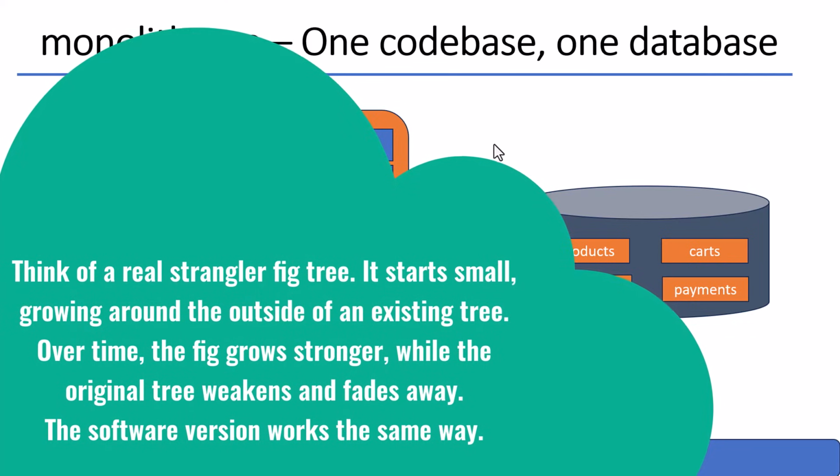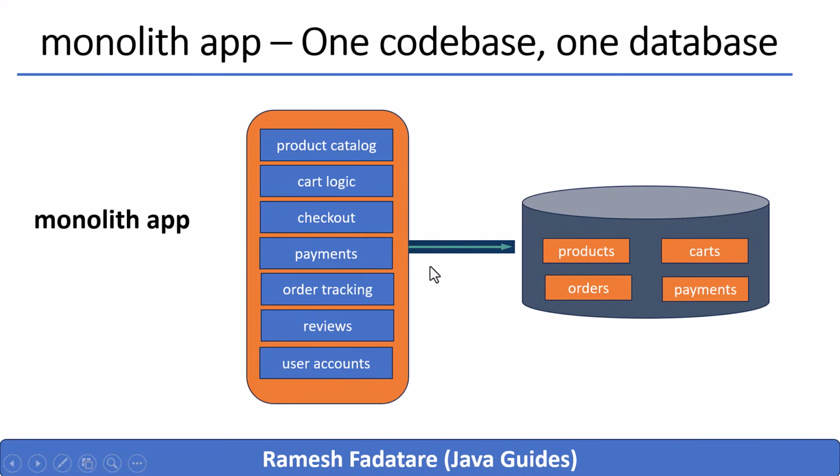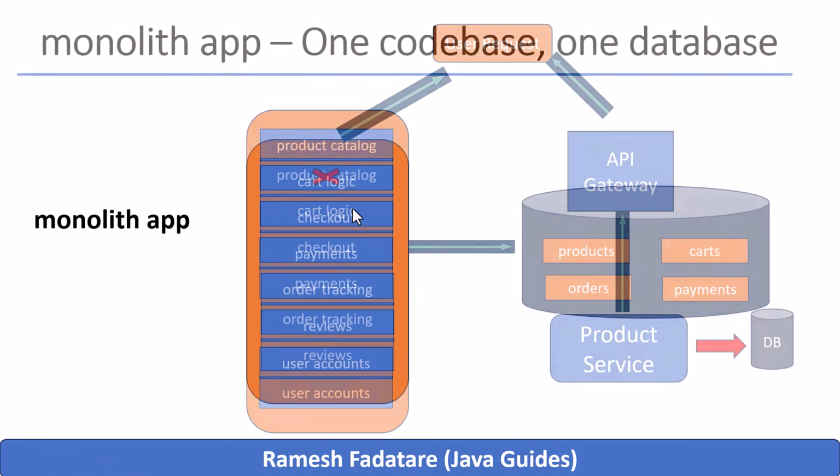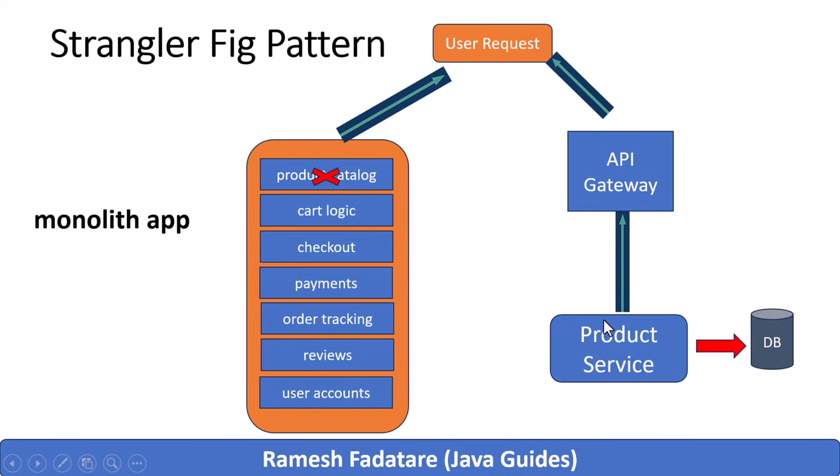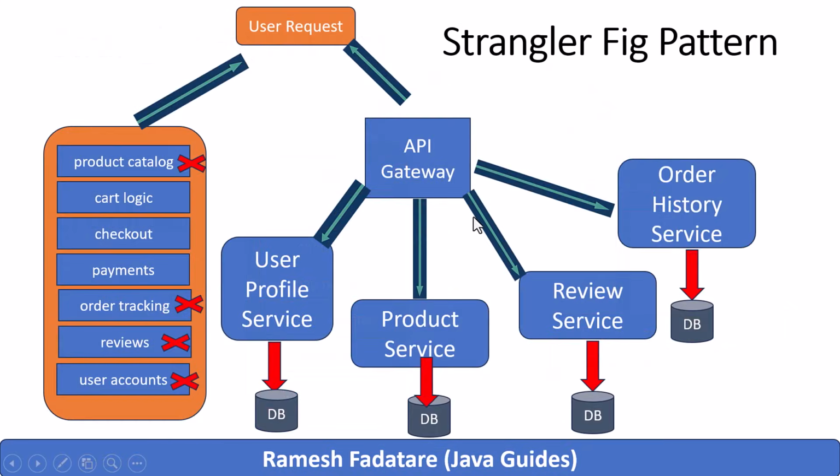The software version works the same way. Instead of replacing your entire monolith all at once, you slowly wrap it with new microservices. You take one feature at a time, like product search or order history, and rebuild that in a new service. Then you route traffic to the new service instead of the old one. Bit by bit, the monolith gets smaller. Eventually, it's either gone or small enough to manage without pain.